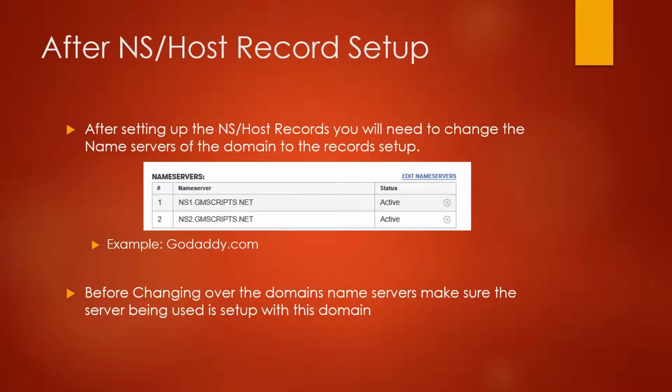So in my case, I set up an NS record and/or host record, whatever you want to call it, as NS1. And it was for the domain gmscripts.net. So what I typed in for my name server that I'm changing to is ns1.gmscripts.net and then ns2.gmscripts.net. I didn't have to type in the IP because that's what my NS or host record is supposed to do for you.